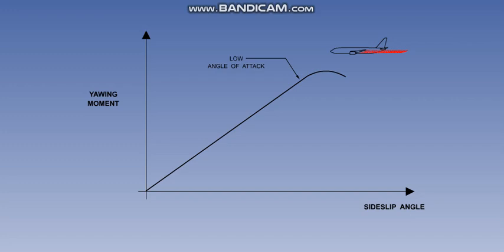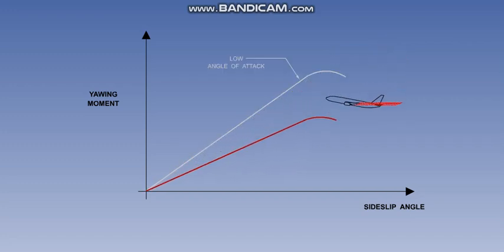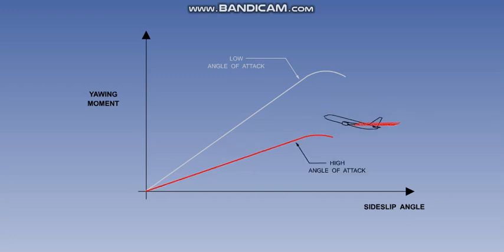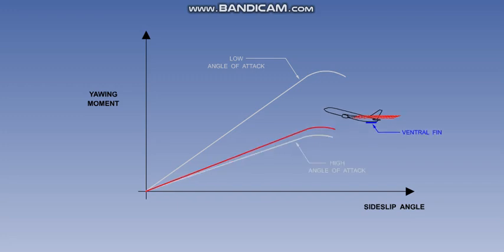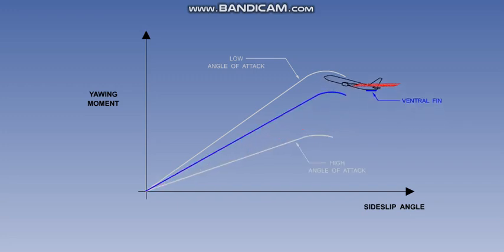The illustration shows an aircraft flying at a small angle of attack, with a typical yawing moment to side slip angle ratio. The plot shows an acceptable value of directional static stability. As the aircraft slows down, its angle of attack must be increased. The wake from the wing is now contacting the fin and reduces its effectiveness. You can see the plot now represents the reduced level of directional static stability. The addition of a ventral fin will increase the directional static stability at high angles of attack.